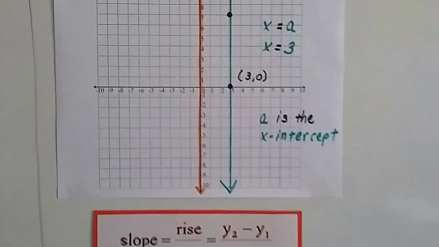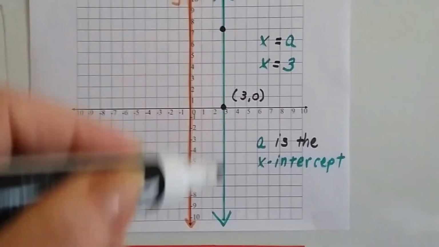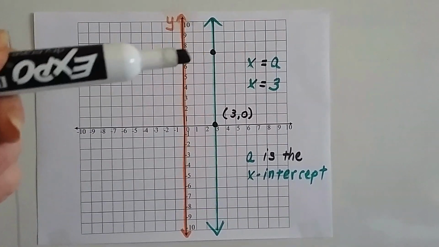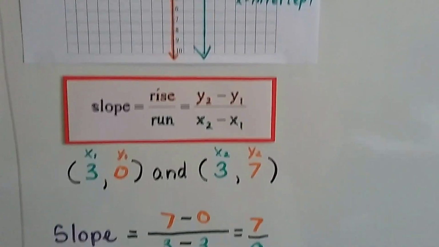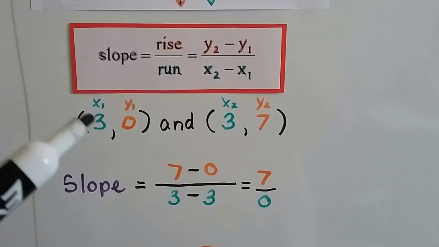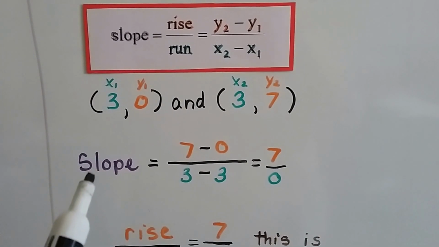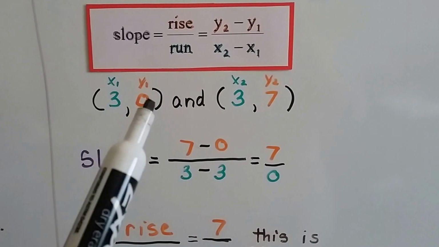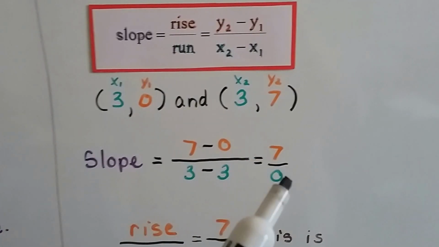Take a look at this graph. All the x values are at 3. Every single x value is at 3. So we can take the points (3, 0) and (3, 7) for these 2 points. We can use the slope formula for (3, 0) and (3, 7) as x1, y1, x2, y2. Plug them into that formula, and we can find the slope. 7 take away 0, divided by 3 take away 3 is 7 over 0.